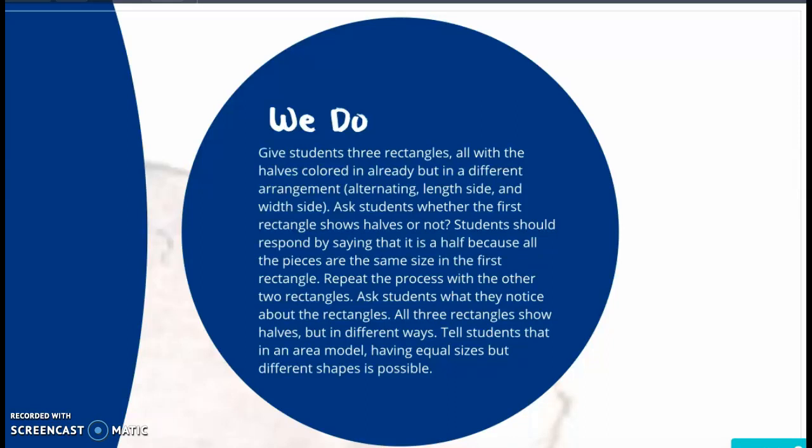Ask students what they notice about the rectangles. All 3 rectangles show halves, but in different ways. Tell students that in an area model, having equal sizes but different shapes is possible. This is difficult for students to understand, so it's really important that they get lots of examples of halves being shown in different ways.